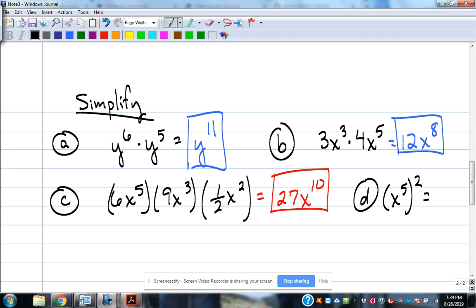What do you do with those exponents? Times them. The x to the 10th. There you go. Short and easy one.